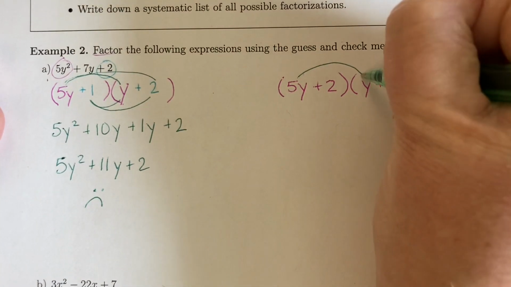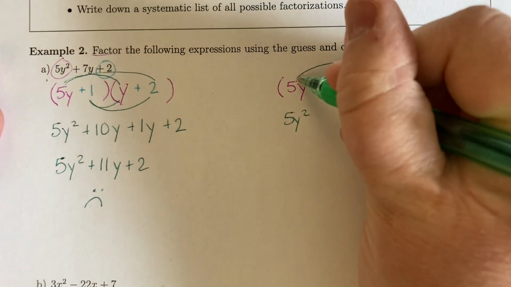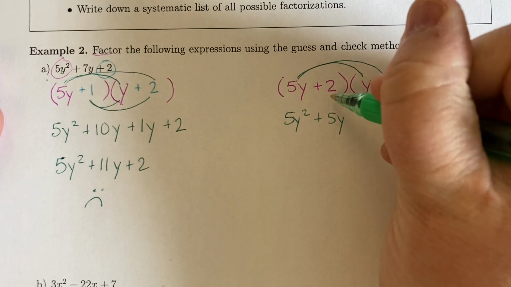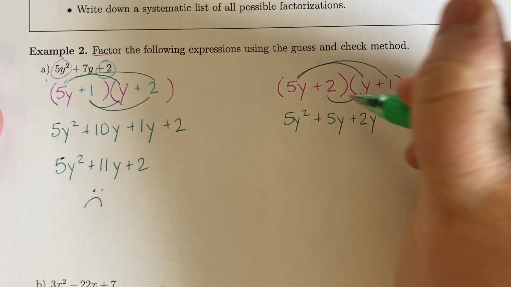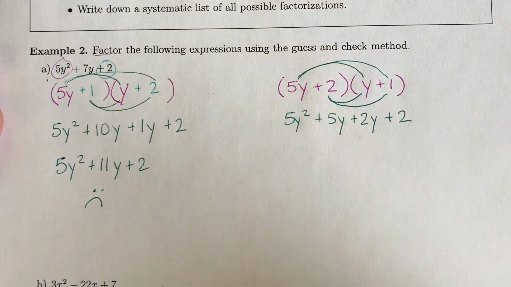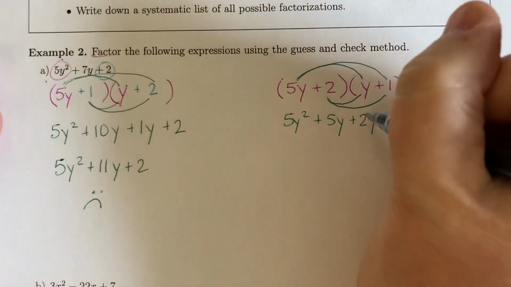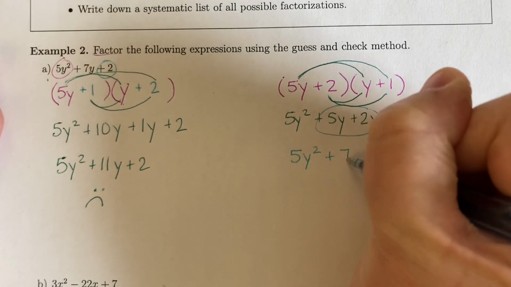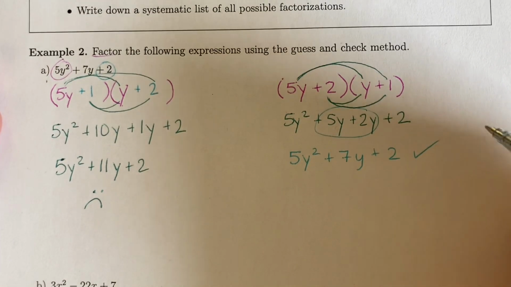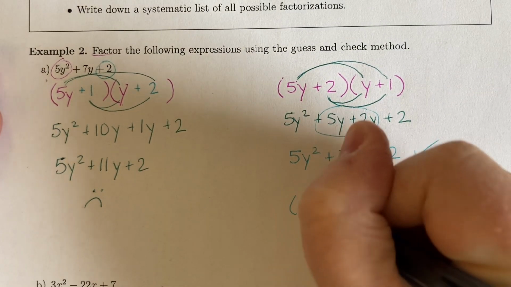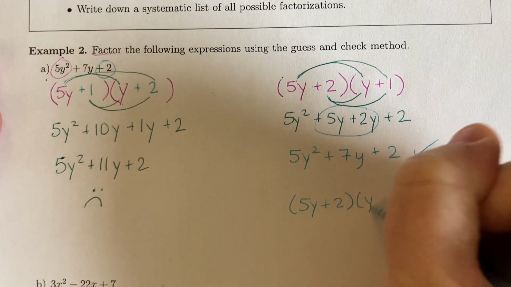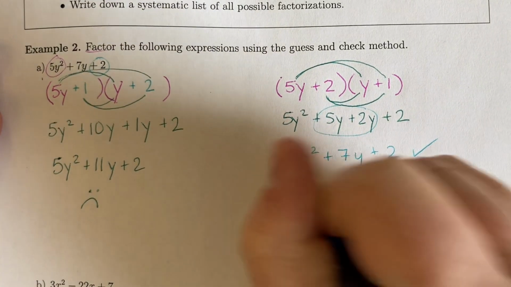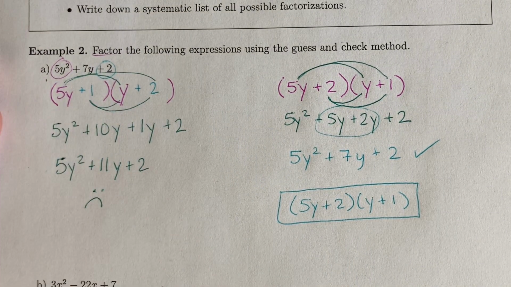All right, so 5y times y is 5y squared. 5y times 1 is plus 5y. 2 times y is plus 2y. 2 times 1 is plus 2. So now if we look at these middle two, they definitely add to 7y. We get 5y squared plus 7y plus 2, which checks out. So that means the correct answer is 5y plus 2 times y plus 1. That is the correct factoring of this original problem. So that's guess and check. You need to show your check if you're doing this method.